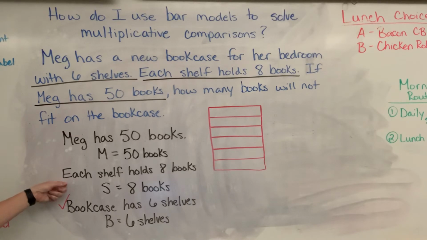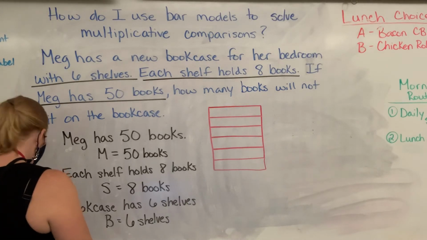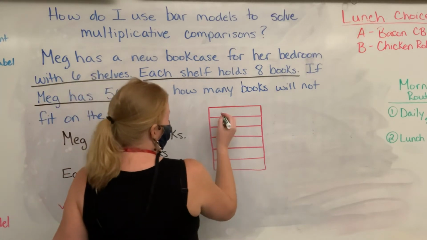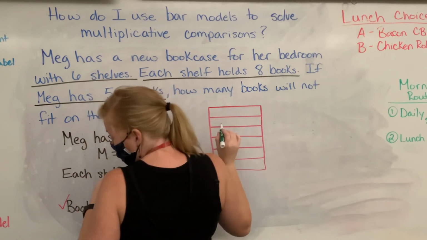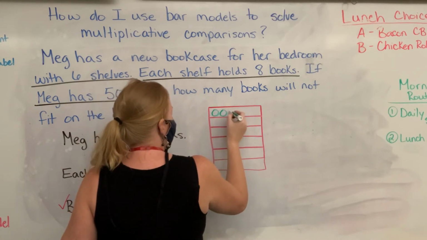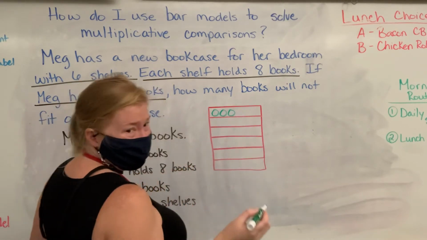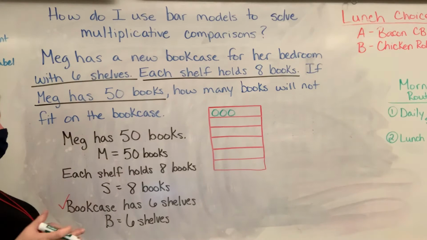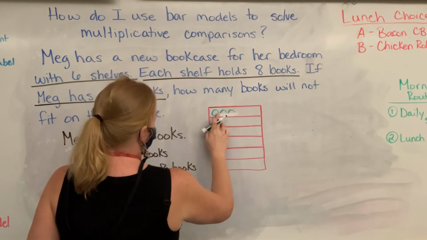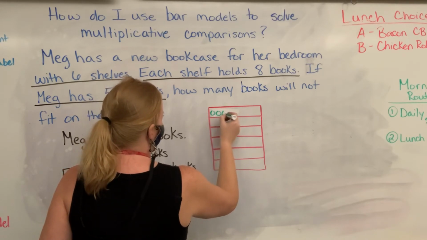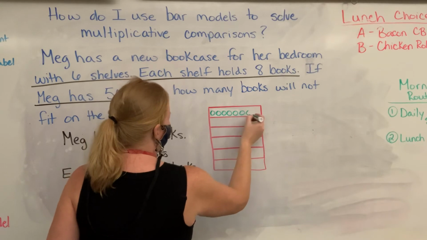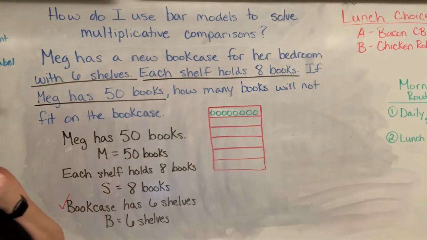Each shelf holds how many books? How many books are going to fit on each shelf, Kimberly? 6. So, you can put a circle, you can put a line, whatever you want. Did you say 6? I'm at 8. Yeah. I was like, wait, that's not right. 8. 1, 2, 3, 4, 5, 6, 7, 8. So each shelf is going to hold 8.